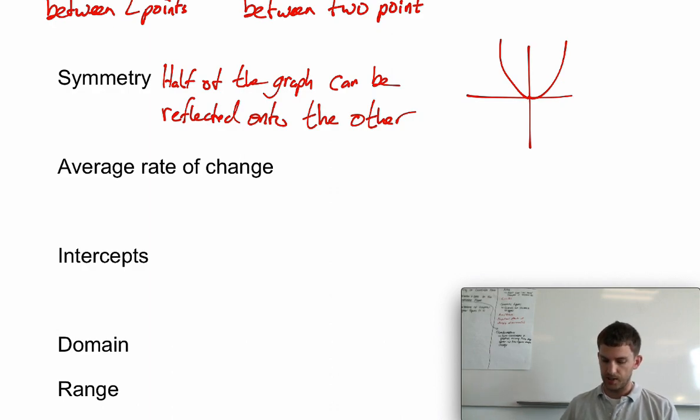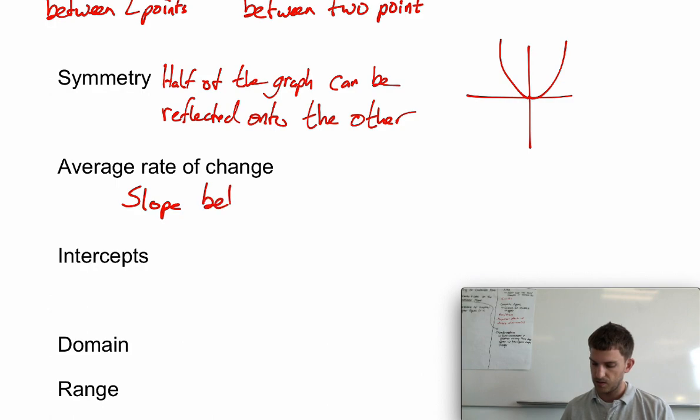Average rate of change. It is the slope between 2 points. Skipped a letter, sorry.